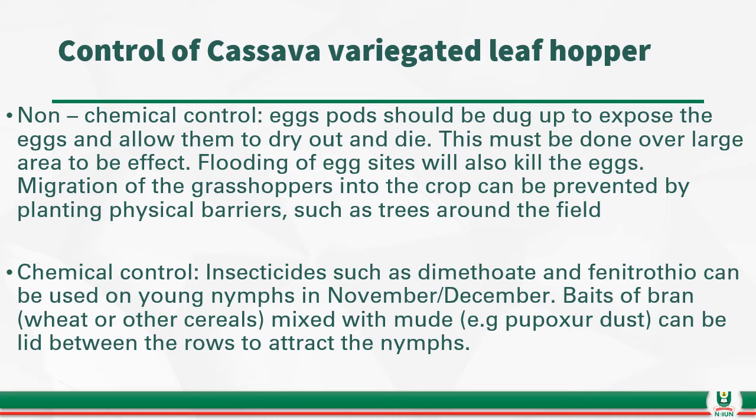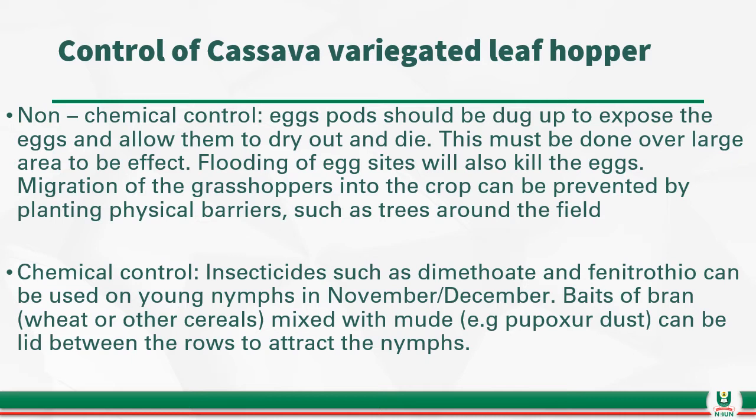So when they come in, they attack those trees, and before you know it, they will not be able to enter into the field where you planted your cassava. So these are ways that you can control them non-chemically. And if you want to use chemical control, why not? Insecticides such as dimethoate can be used on the leaves.